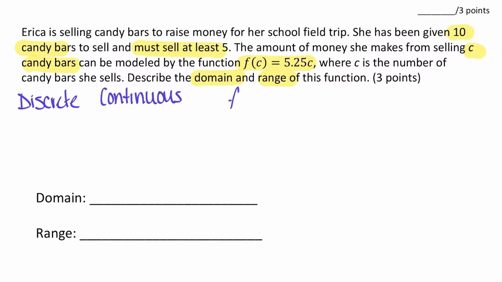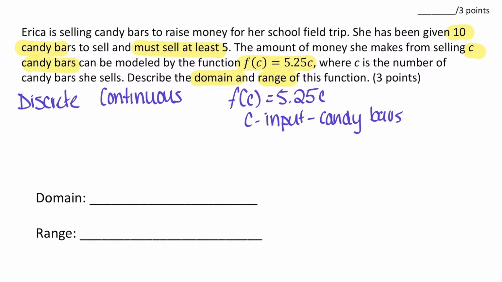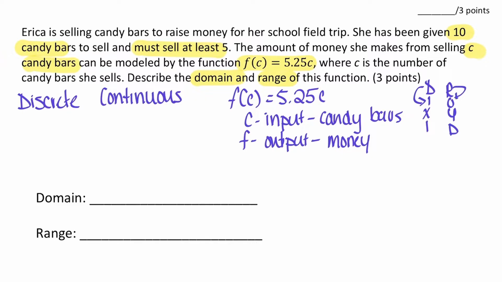Now let's look at the function we've been given. We have f of c equals 5.25c. So let's think about inputs and outputs. c is the input, which is the number of candy bars. f is the output, which is the amount of money she makes. So remember, the domain is the inputs, the range is the outputs. So the domain is going to be determined by c, the range is going to be determined by f.